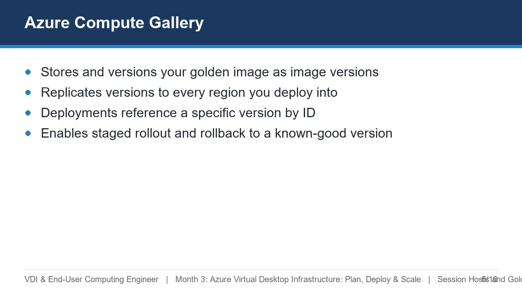Azure Compute Gallery is the versioning and distribution layer for your golden images. Every build becomes a new image version under an image definition. You can replicate a version to every region where you deploy session hosts, and your deployment automation references a specific version by ID, which means you can stage a new version to a validation host pool first, then roll it out deliberately, and roll back to a known good version if something goes wrong.